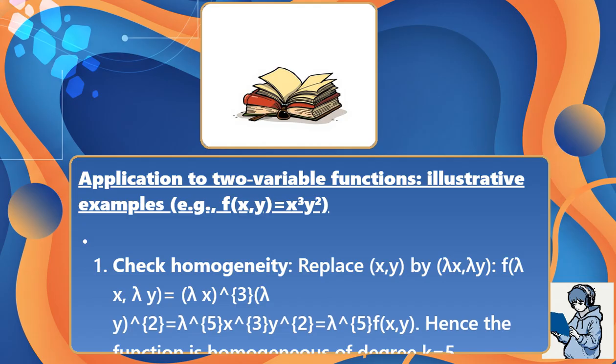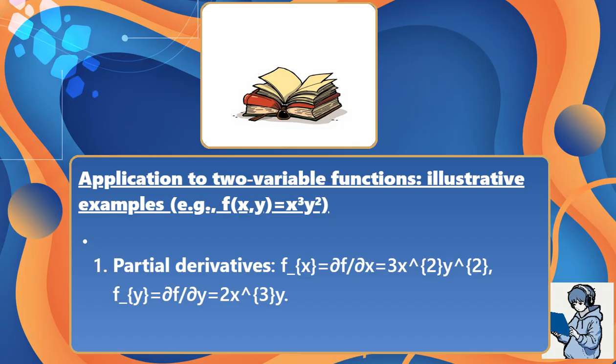Replace (x, y) by (λx, λy). f(λx, λy) = (λx)³(λy)² = λ⁵x³y² = λ⁵ f(x, y). Hence the function is homogeneous of degree k = 5. Partial derivatives: f_x = 3x²y², f_y = 2x³y.